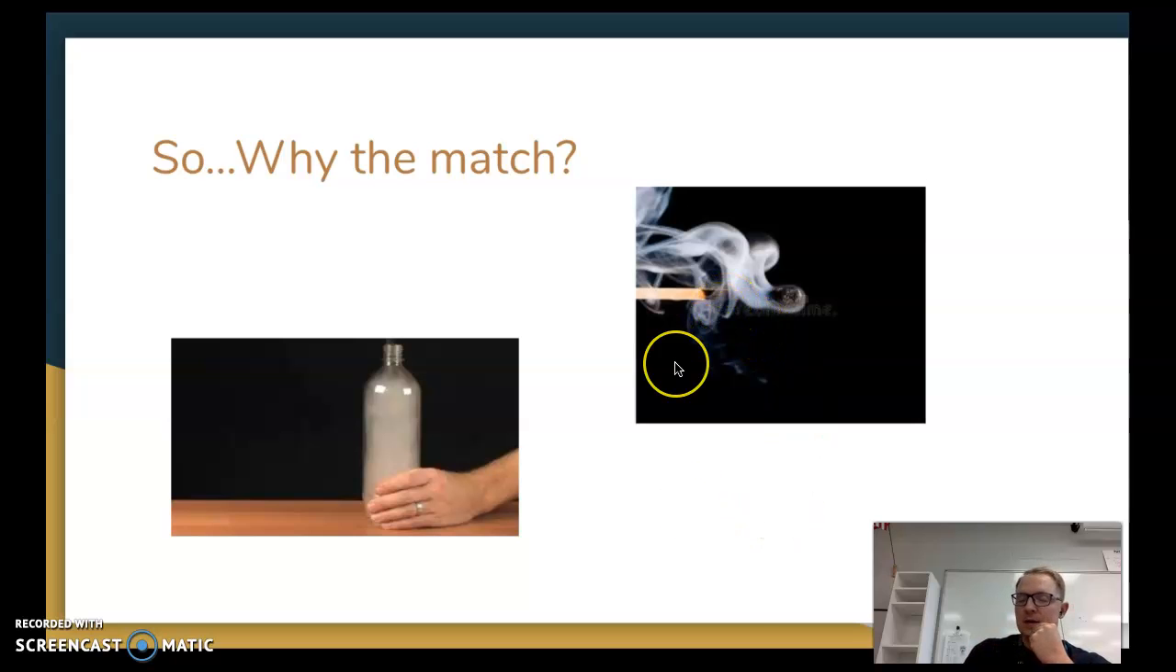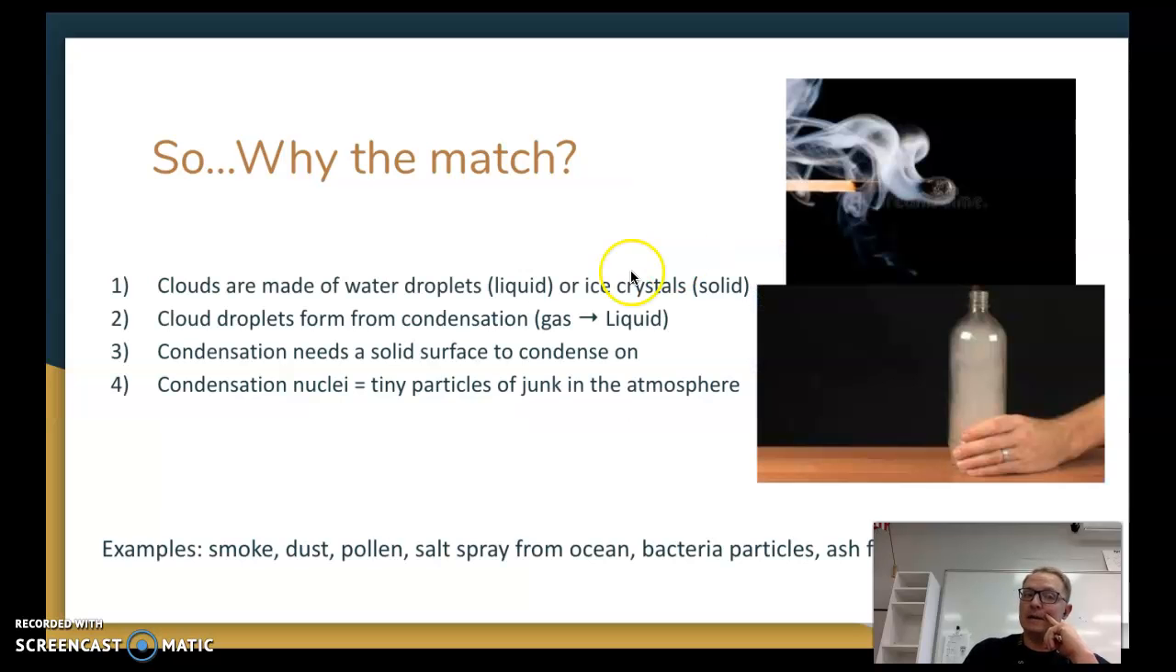What's the purpose? Some of the most common answers were, well, heat from the match caused the cloud to form. It didn't. It really didn't at all. What we needed was the smoke. And here's why. Clouds, in general, are made up of water droplets, which are liquid, or if they're high enough up, they're made out of ice crystals, which are solid. Those cloud droplets form through condensation. When gas in the atmosphere turns to a liquid, right?